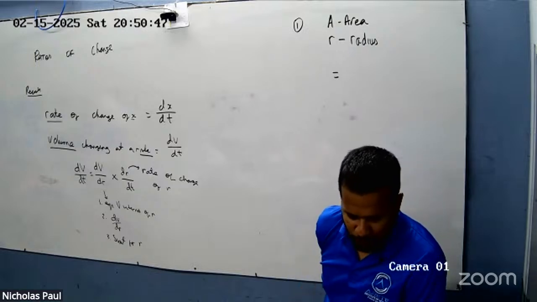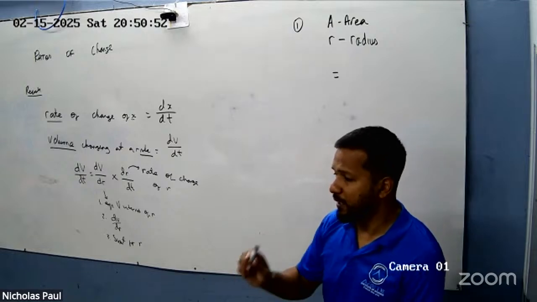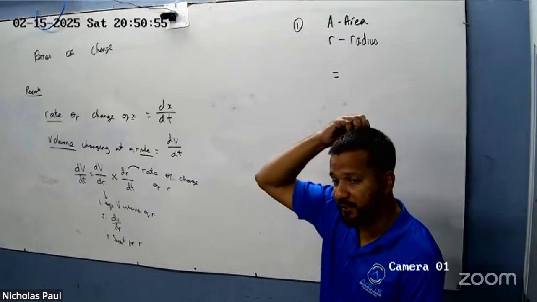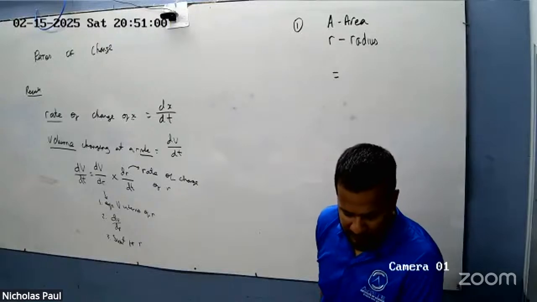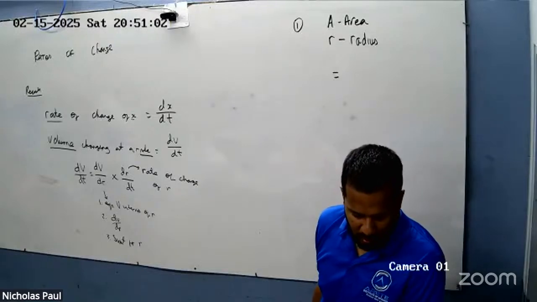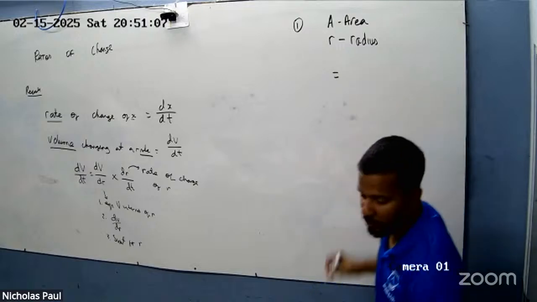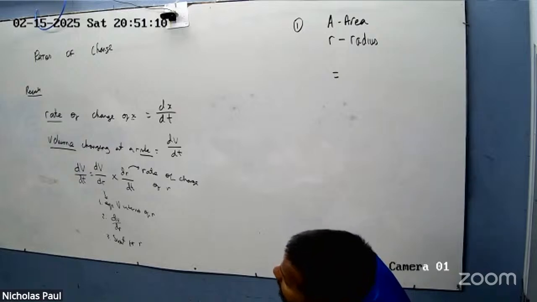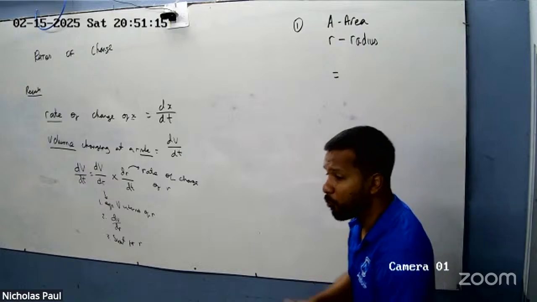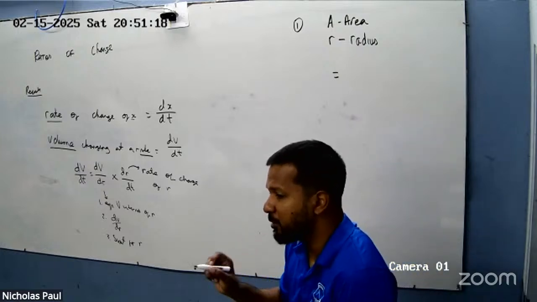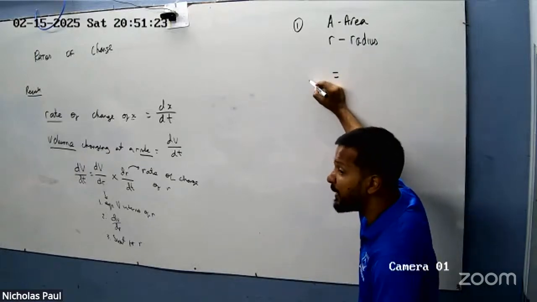Right, they said the radius is increasing at a rate. So what is that? The radius increasing at a rate, that is dR. And they want you to find the rate at which the area is increasing. How do I write the rate at which the area is increasing?